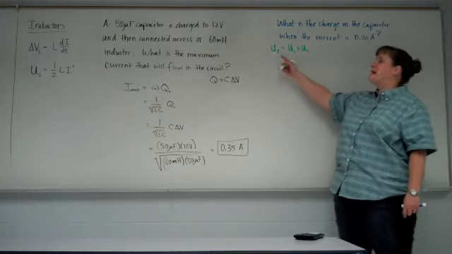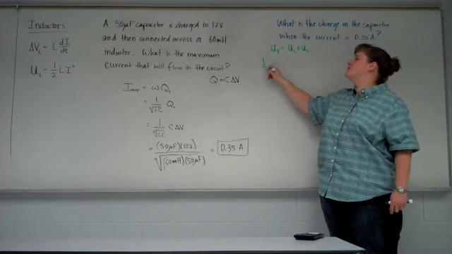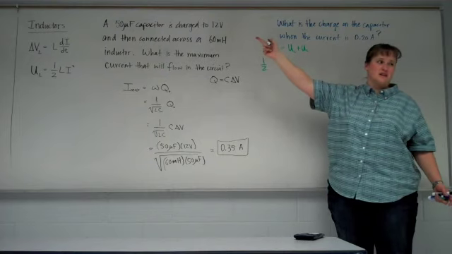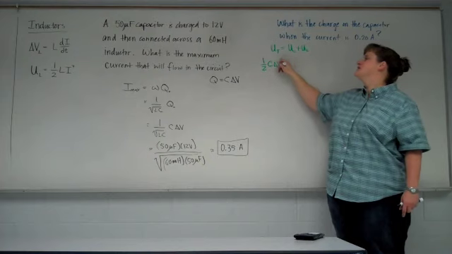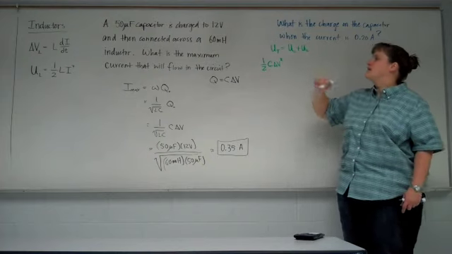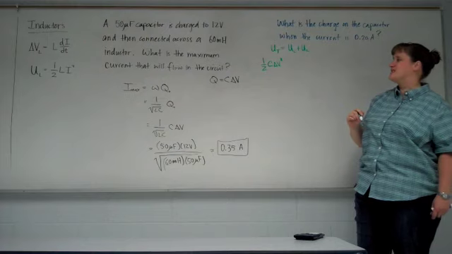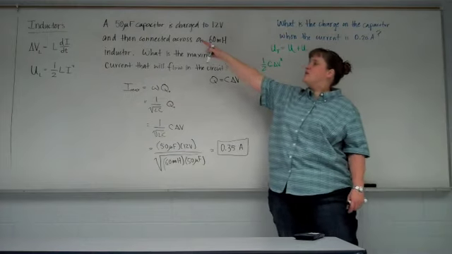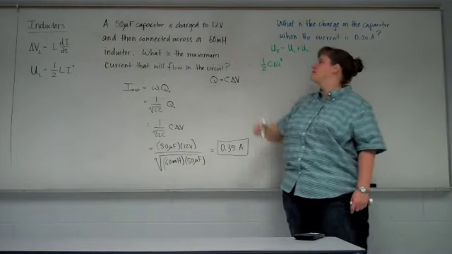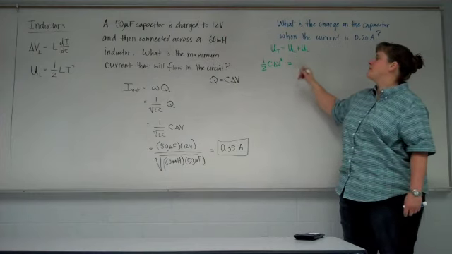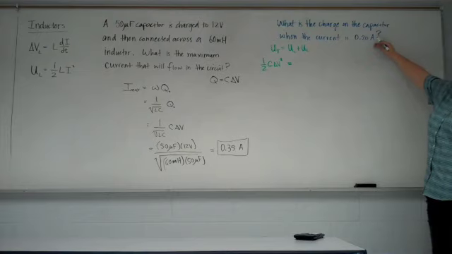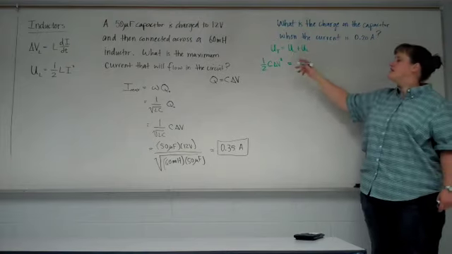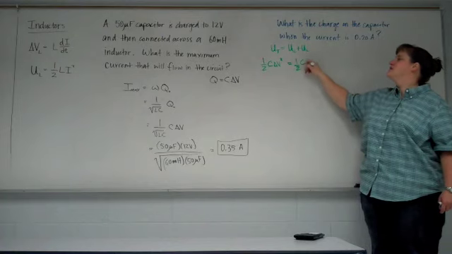We can easily find the total energy. The total energy came in with the capacitor. The capacitor is the one that came in with the energy. The total energy on a capacitor, we can find 1/2 C delta V squared. We know capacitance, we know delta V. When the current is 0.2 amps, there will still be some charge on the capacitor. So the capacitor will still have some energy.